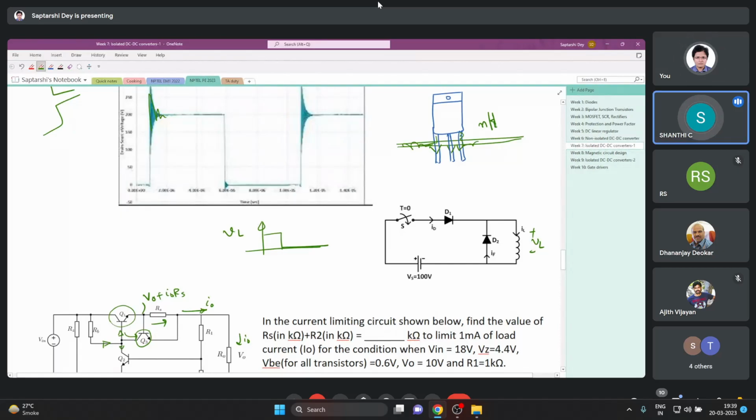Because the diode is ideal, the diode voltage is zero volt, so there is no drop across it.